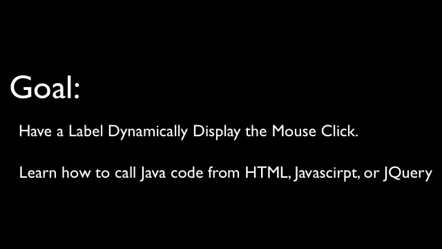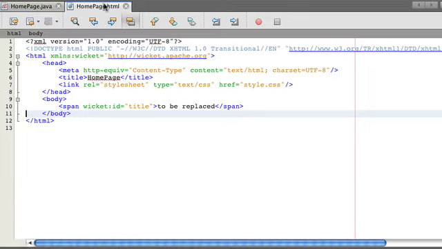The goal is to have a label dynamically update wherever you click your mouse on the web page. And now you can see how to call Java code from HTML, JavaScript, or jQuery. Now first we're going to add our div where to click. So Wicket ID is equal to mouse area.